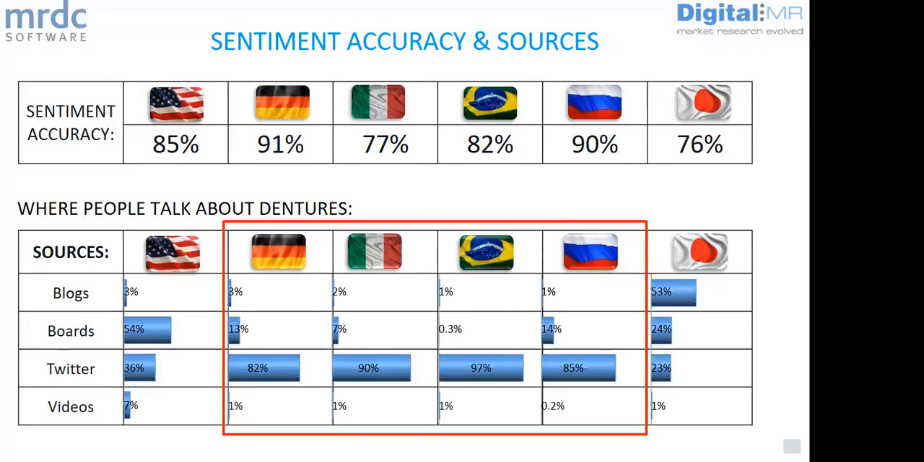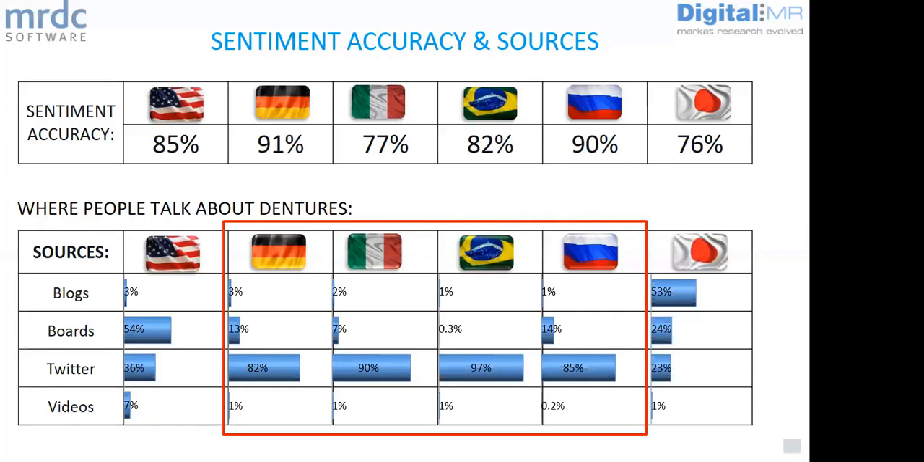The sources from where we harvested in this case were blogs, and here you can see the differences between countries. Forums, boards or forums, Twitter, which seems to be the dominating source in Germany, Italy, Brazil, Russia, but not in Japan or the US in this case. And then videos, which is YouTube. We also can include Facebook and Instagram, but these have some limitations. We can only show the public posts from Facebook and Instagram specific accounts.